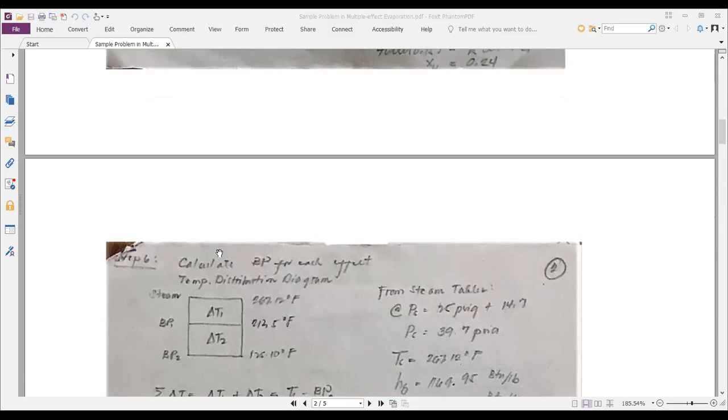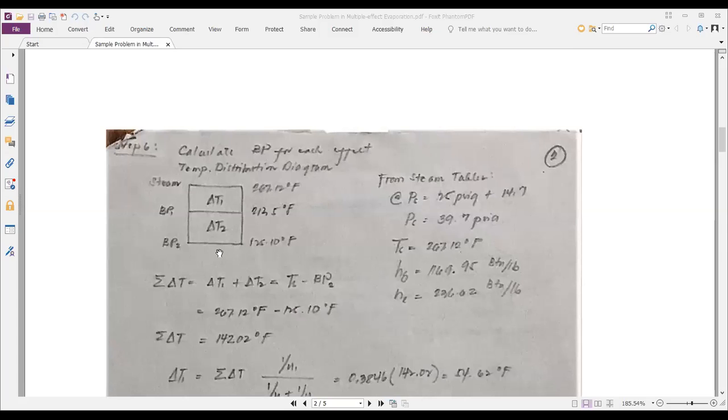So we go to step 6. We are to calculate the boiling point of each effect. Now, calculating the boiling point of each effect requires you to write down what we call the temperature distribution diagram. It's a simple rectangle divided by the number of effects that you are given.